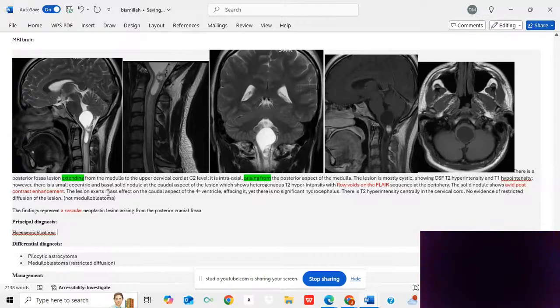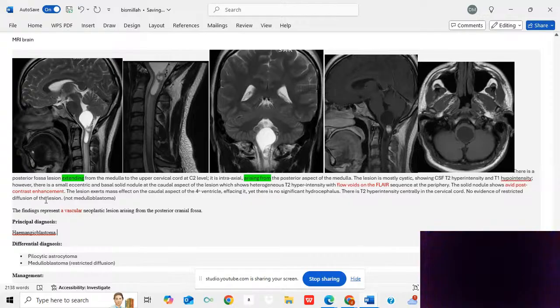Also, you need to mention that the lesion exerts mass effect downward and upward, exerts mass effect on the caudal aspect of the fourth ventricle. So this lesion is causing effacement of the fourth ventricle. And downwards you'll see that there's evidence of T2 hyperintensity centrally in the cervical cord, as you can see here. T2 hyperintensity centrally in the cervical cord.